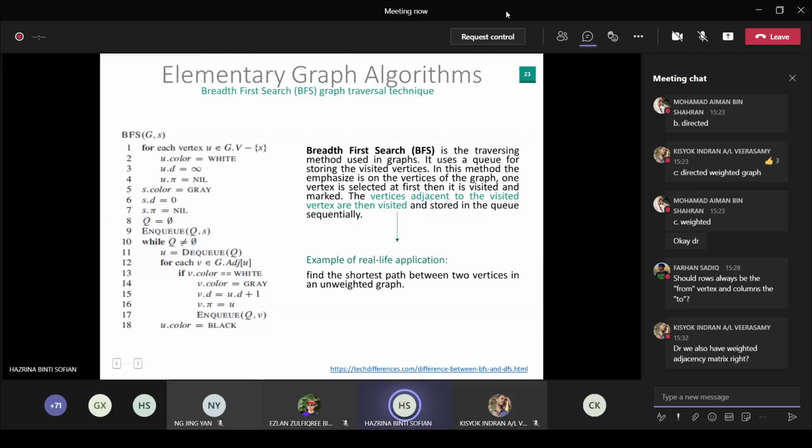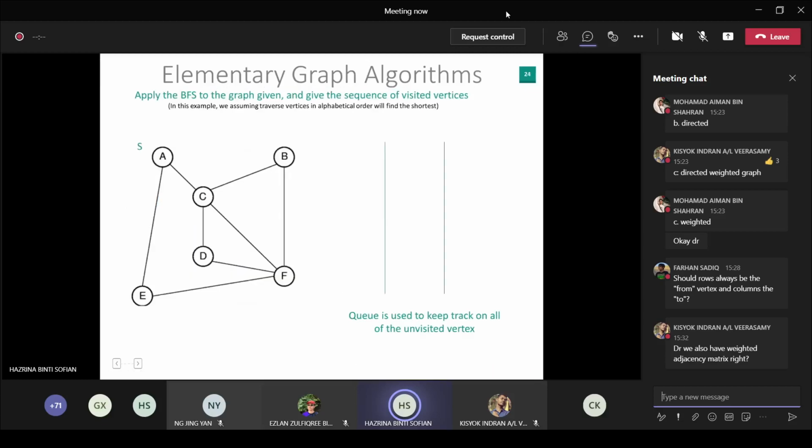Next is BFS. For the BFS, we will use Q instead of the stack. Okay, and the real life application is in here we can find the shortest path between two vertices. Okay, to illustrate all this algorithm and description, you can reread the description after you understand the example. Okay, inshallah you can understand better.